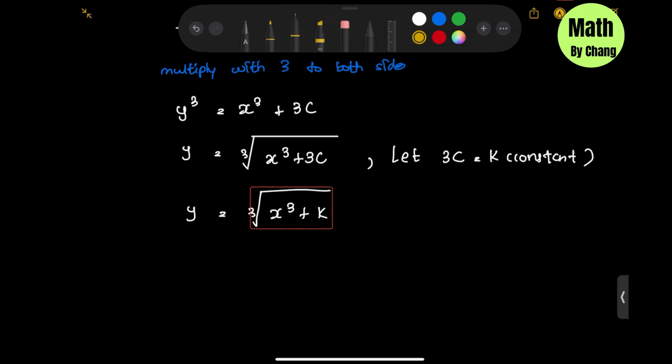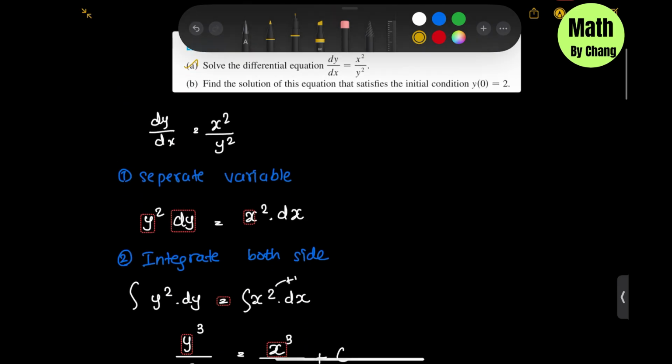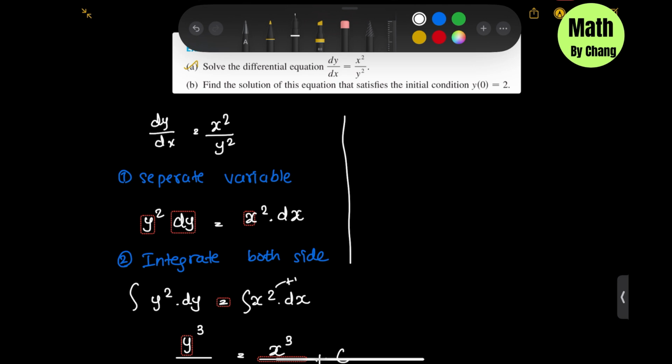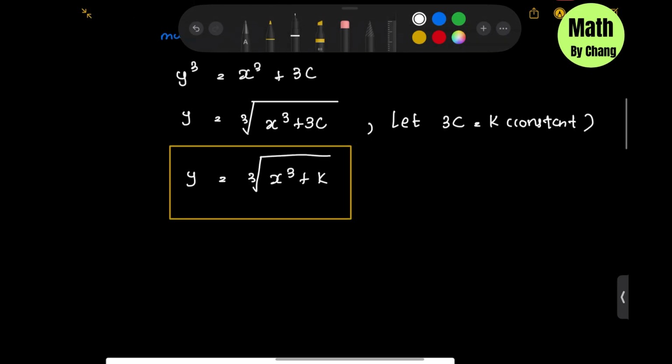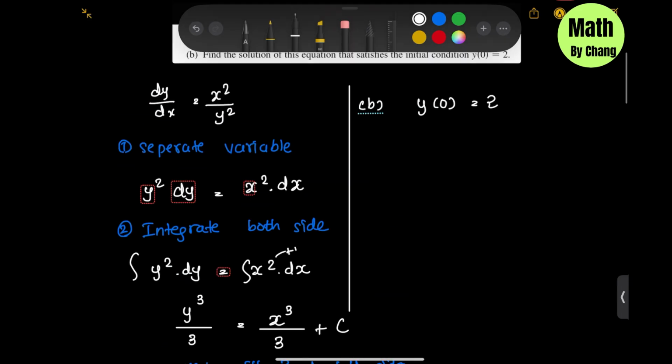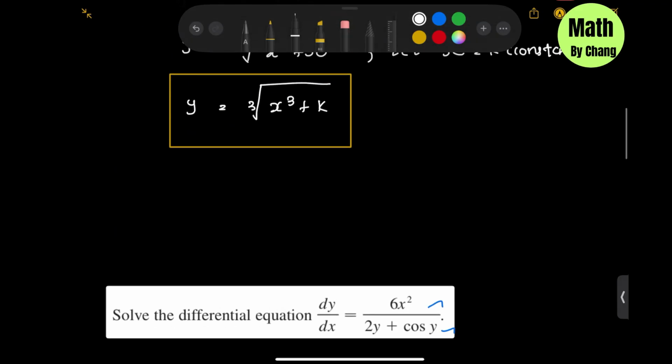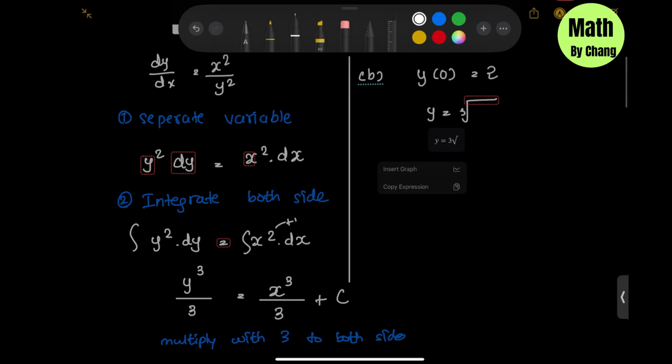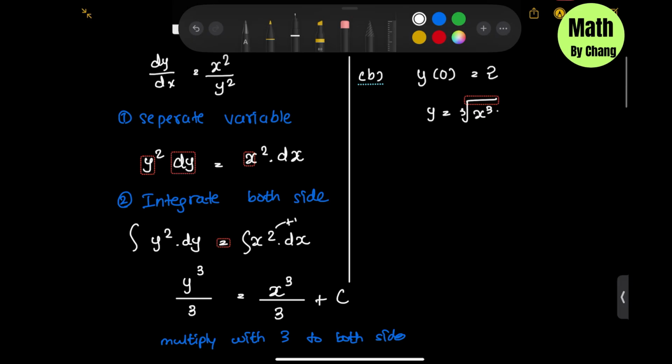So we get the cube root of x cubed plus k. This is the value that we are looking for, but there is also the second part, part b, right? For the second problem, part b, they give us y of 0 equal to 2, which is the initial condition. So let me copy the equation that we got here: y equal to the cube root of x cubed plus k, right?